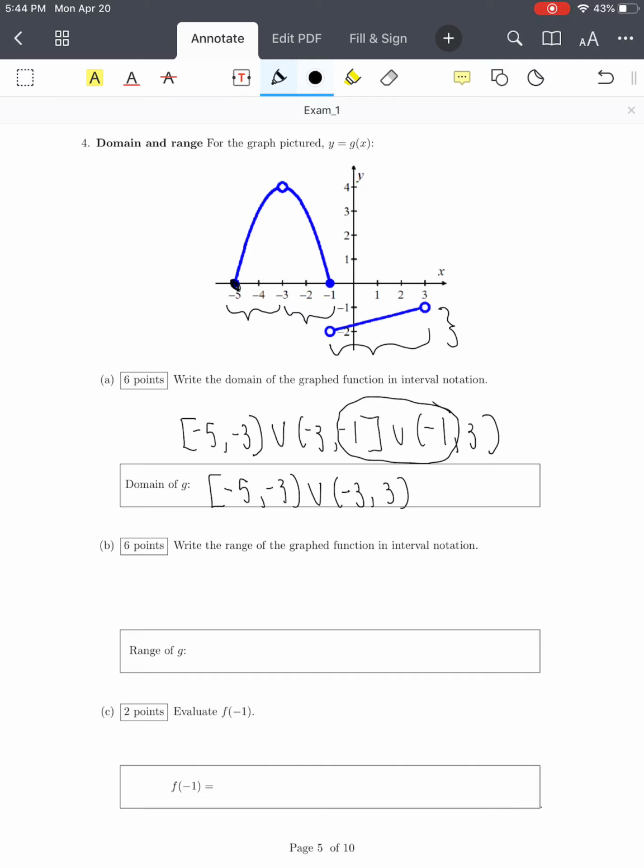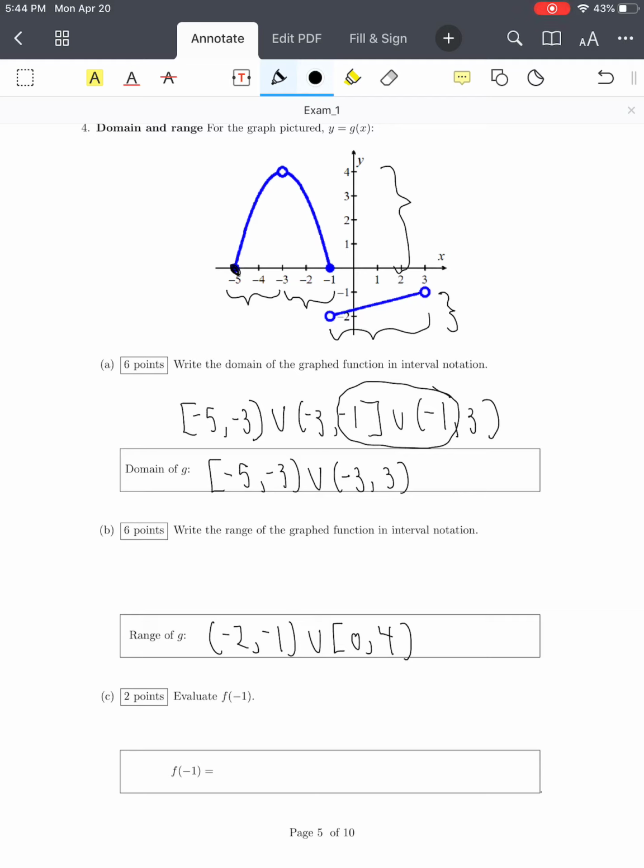-2 to -1, and then 0 to 4. So let's see, -2 to -1, unioned with 0 to 4. And make sure to pay attention to the curved parentheses versus the square brackets, because we're not actually touching anything at y equals -2 or y equals -1, but we are at y equals 0.